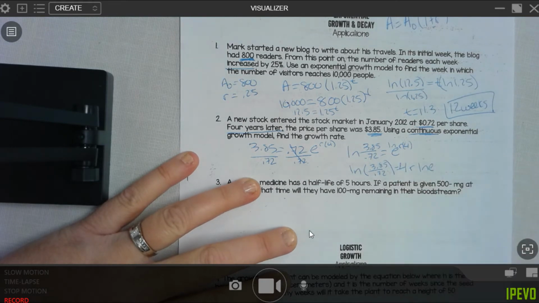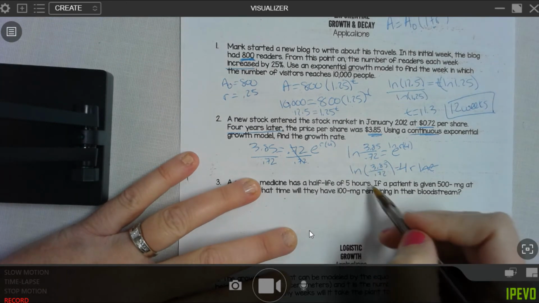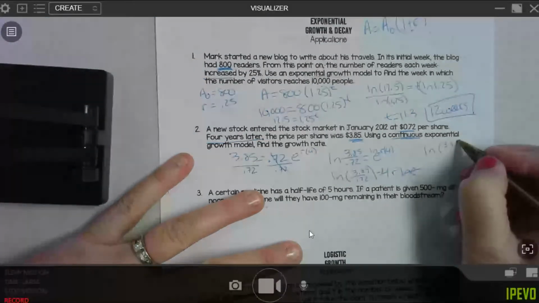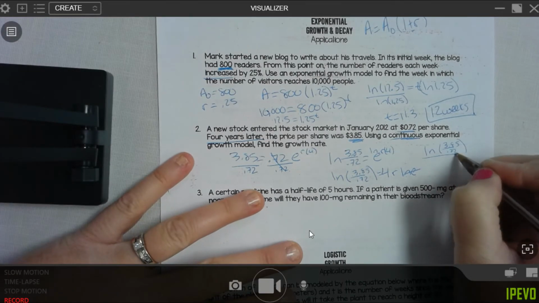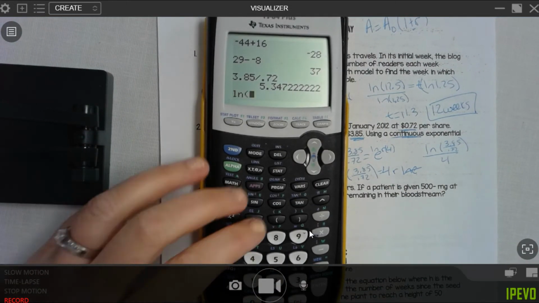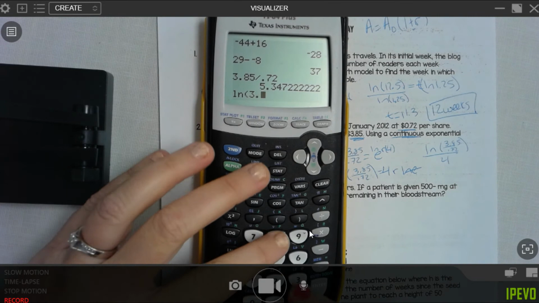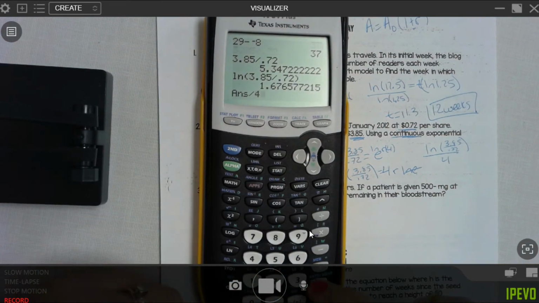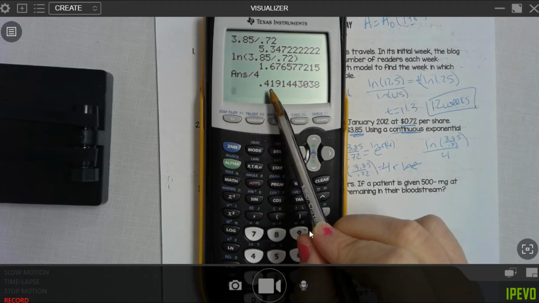Remember, ln of e is 1. So you're going to have this decimal over here, and we're going to divide it by 4. So you should type in, so what that looks like if you type in your calculator: natural log, and divide by my 4. And that is your rate.